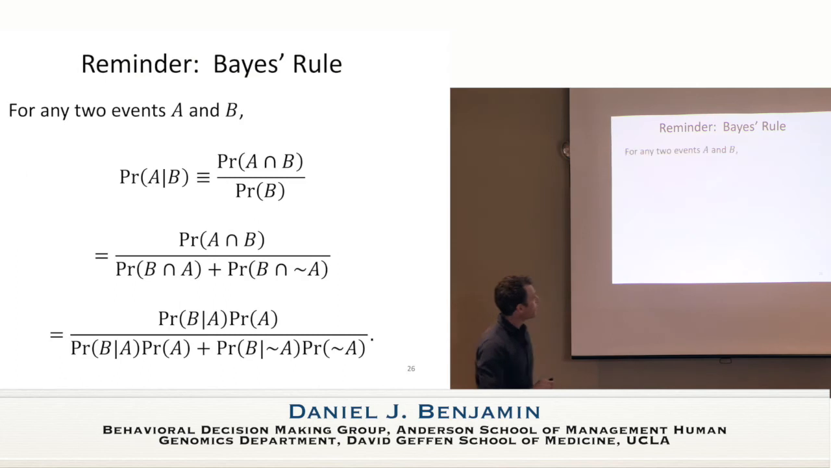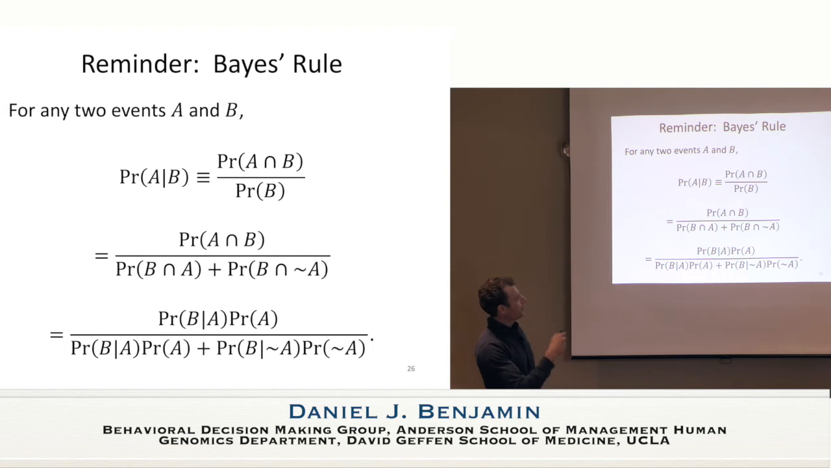So here's a reminder about Bayes' rule, and there's a problem set question on this, I think, in problem set 2. For any 2 events A and B, the probability of A given B is this ratio: the probability of A and B divided by the probability of B. Then we can substitute in for the probability of B the sum of the probability of B and A, and the probability of B and not A. And then we can use, again, this definition of conditional probability and get this formula for Bayes' rule.